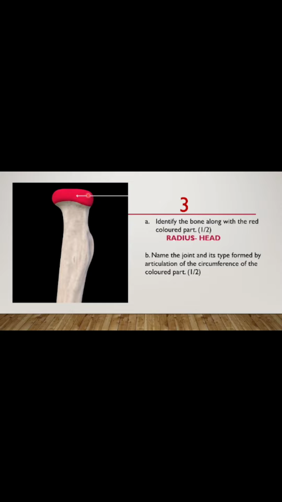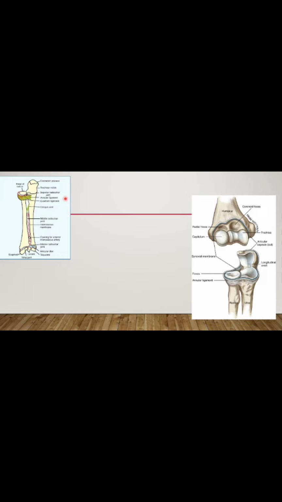Now what is the joint formed with the circumference of the head of radius? So the circumference of the head of radius articulates with the radial notch of ulna to form the superior radio-ulnar joint, which is a pivot joint. So in the first figure, you can see the circumference or the peripheral margin of the head of radius articulates with the radial notch of ulna and along with the annular ligament. So the articulation is between the head of radius and an osteofibrous ring formed by the radial notch of ulna and the annular ligament that is forming the superior radio-ulnar joint, which is a pivot joint.